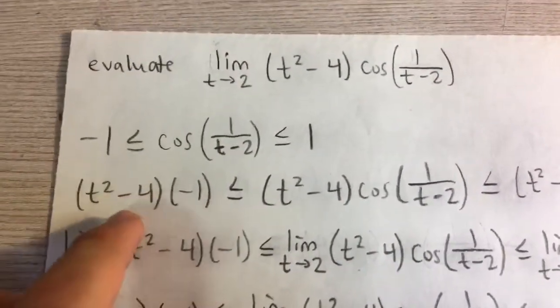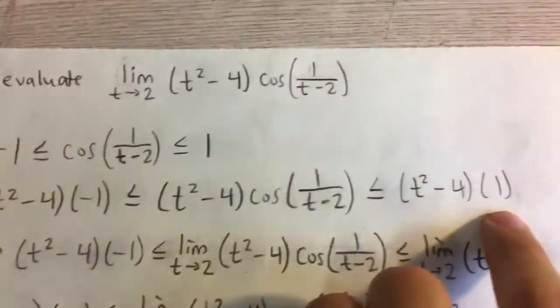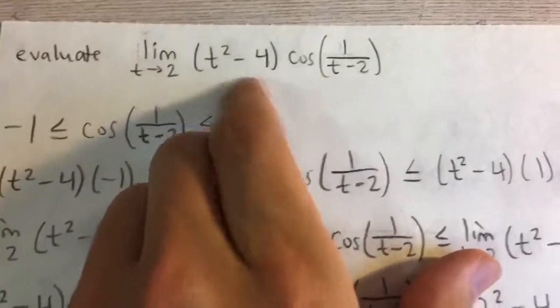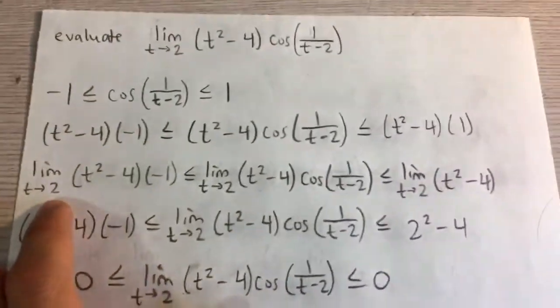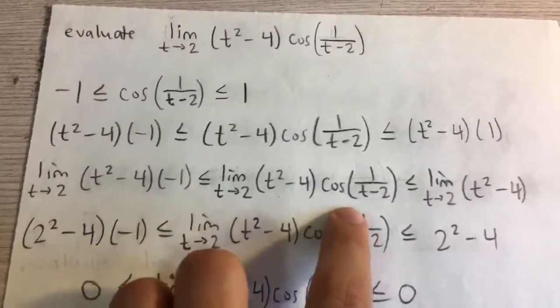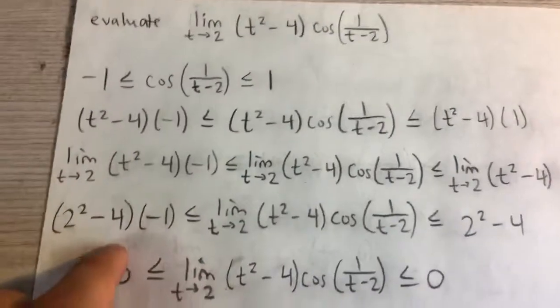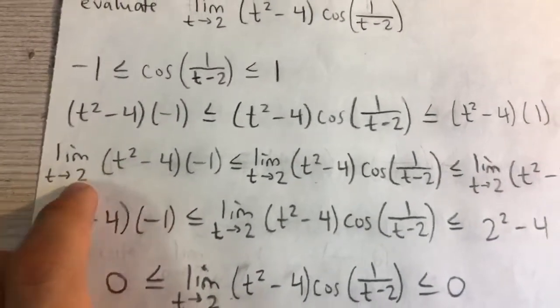So if we multiply all three parts of the inequality by t squared minus 4, because again, we're trying to get this limit, so we multiply by t squared minus 4. Then we take the limit as t approaches 2 of all three parts, like this, and notice this is our limit that we want in the middle. And the limits on the outside we can actually evaluate just by plugging in 2 for t.